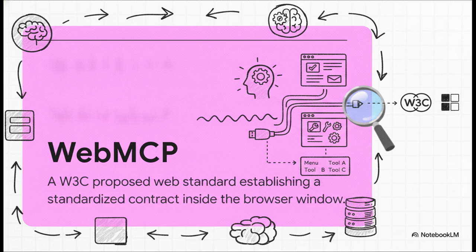Instead of forcing the AI to guess what's on the screen, a web page can explicitly hand the agent a structured menu of tools. It's actually being called the USB-C of AI agent interactions because it aims to be this single, standardized interface that totally replaces the messy tangle of screen scraping hacks we're stuck with right now.